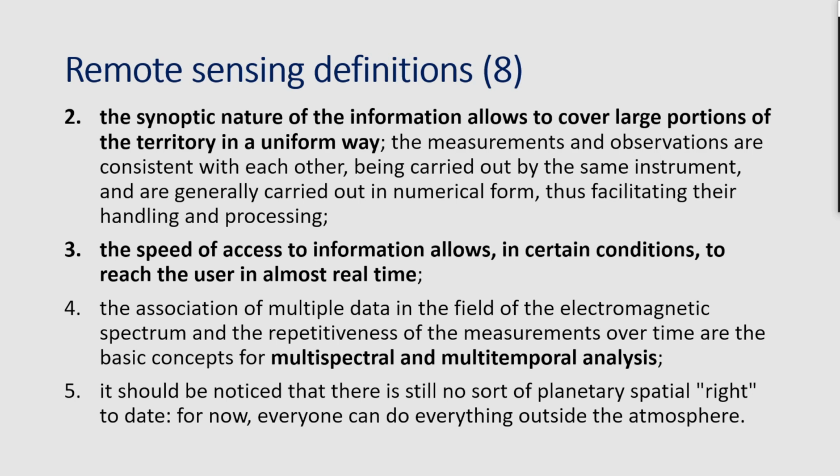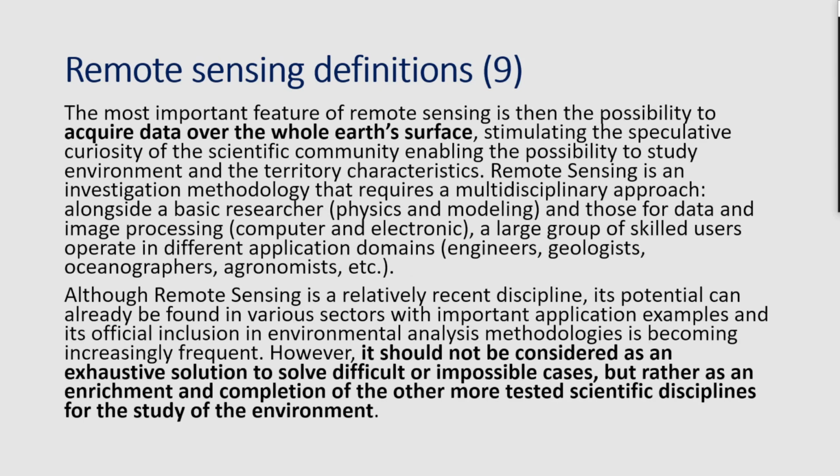5. It should be noticed that there is still no sort of planetary spatial right to date. For now, everyone can do everything outside the atmosphere. Remote sensing definitions, 9. The most important feature of remote sensing is then the possibility to acquire data over the whole Earth's surface, stimulating the speculative curiosity of the scientific community, enabling the possibility to study environment and the territory characteristics. Remote sensing is an investigation methodology that requires a multidisciplinary approach, alongside a basic researcher, physics and modeling, and those for data and image processing, computer and electronic.